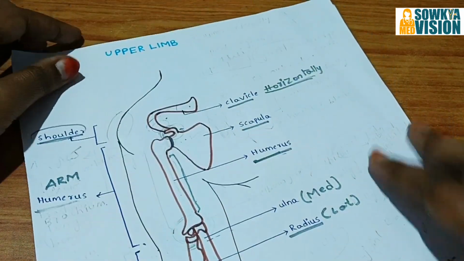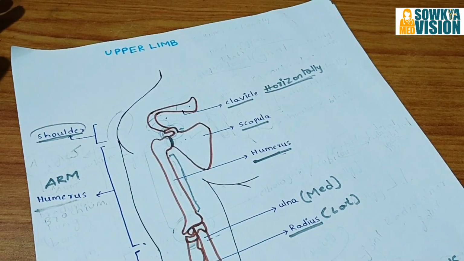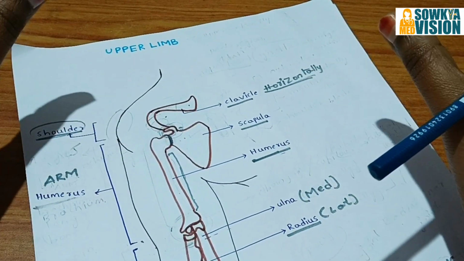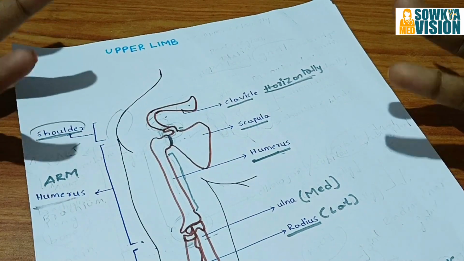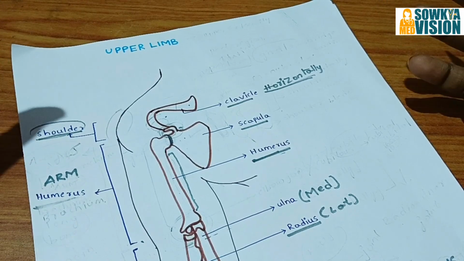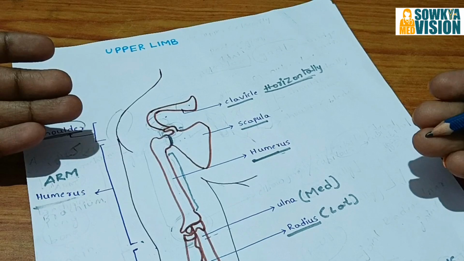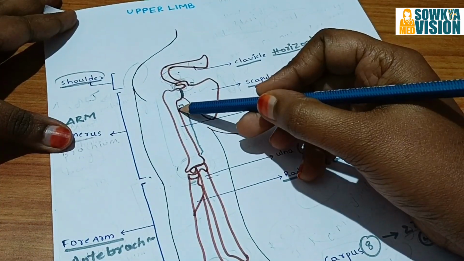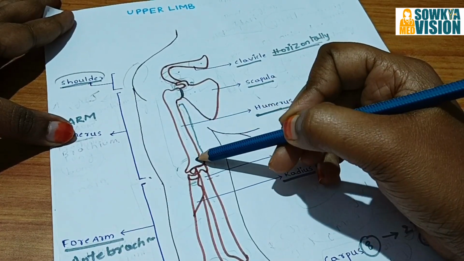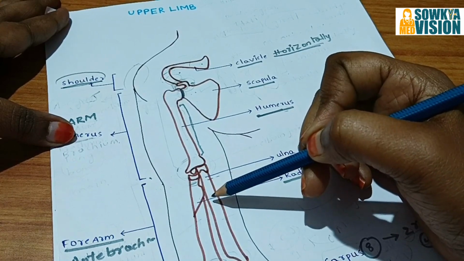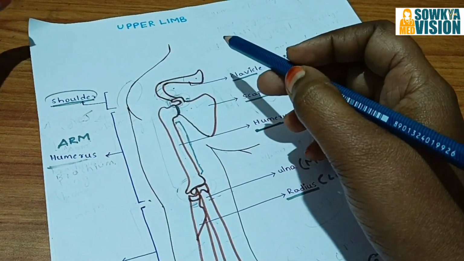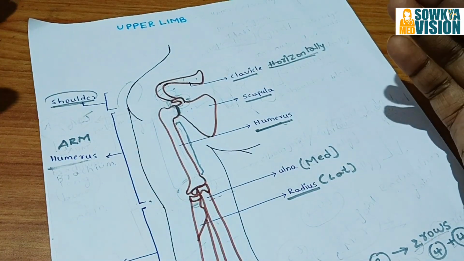Clavicle. It is a horizontal long bone. Clavicle is a long bone which is situated horizontally. Every long bone in our body, like the humerus, femur, tibia, ulna, radius, is presented vertically. Right? See, this is the humerus bone of the arm, which is presented vertically. These two are the bones of the forearm, which are presented vertically, but the clavicle is an exceptional long bone presented horizontally.